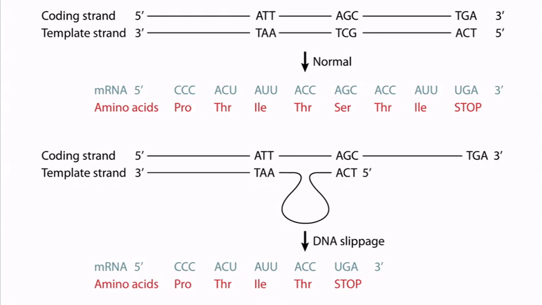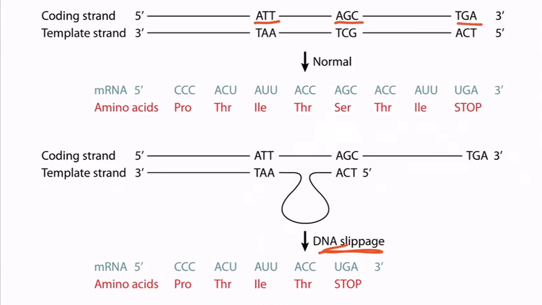The top part of the figure represents normal transcription and translation, while the bottom part represents how transcription and translation are altered in DNA slippage. Most of the DNA is represented by lines, but I've included several segments where you can see the bases to help illustrate a point in a second. For example, you can see ATT, AGC, and TGA right here.